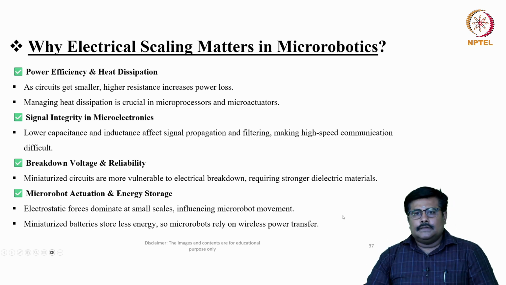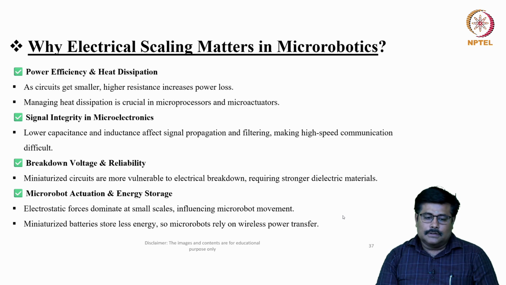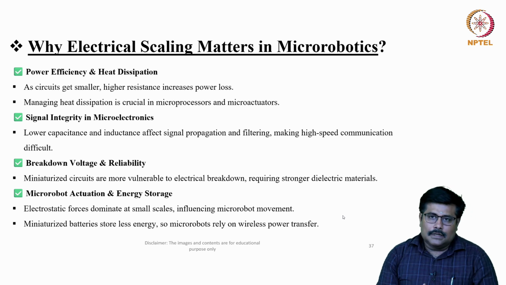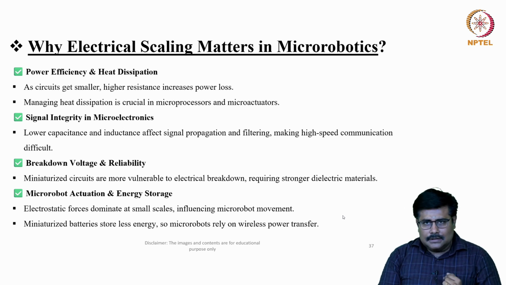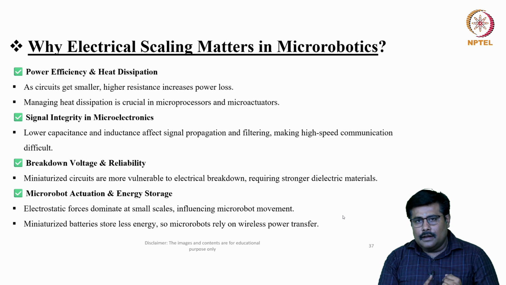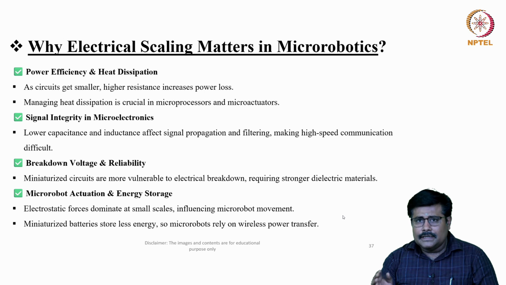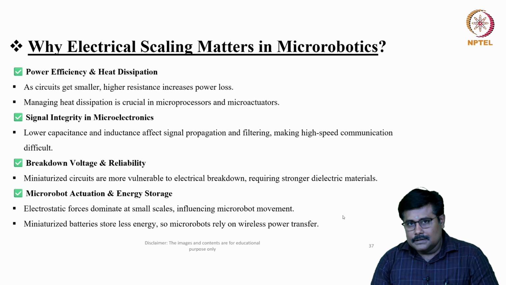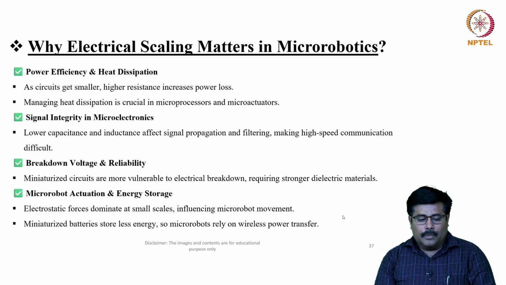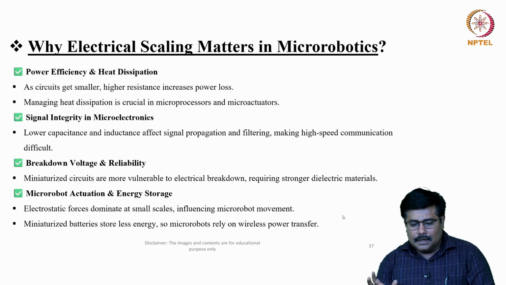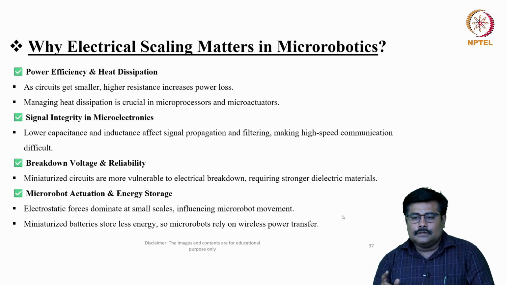Now, why do we require this electrical scaling in micro robotic systems? We may need to consider the following parameters. One is power efficiency and heat dissipation. As the circuit gets smaller, there is going to be a higher resistance and an increase in power loss. It is highly useful for managing heat dissipation, which is crucial in microprocessors and microactuators. From a signal integrity perspective in microelectronics, there is a lower capacitance and inductance effect. It affects signal propagation and filtering, and it makes high speed communication a bit difficult.